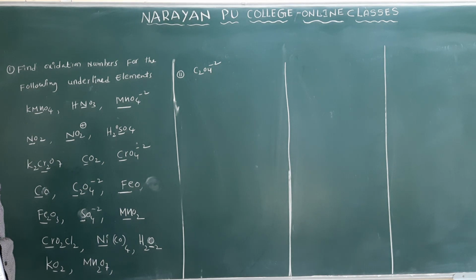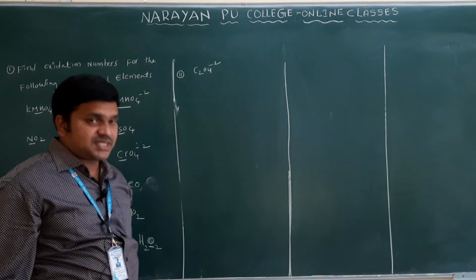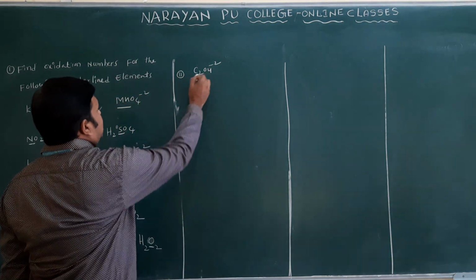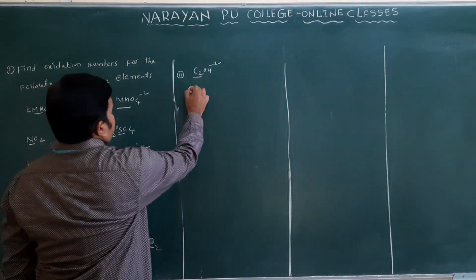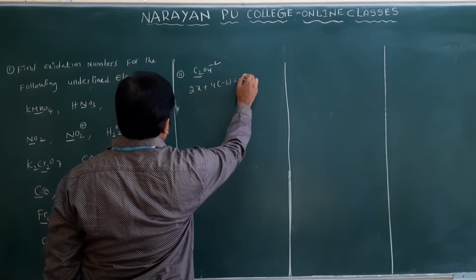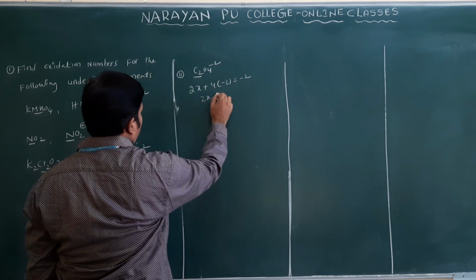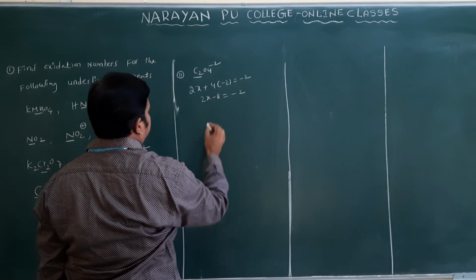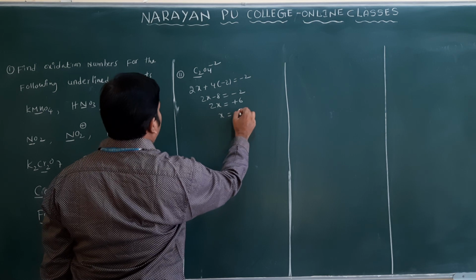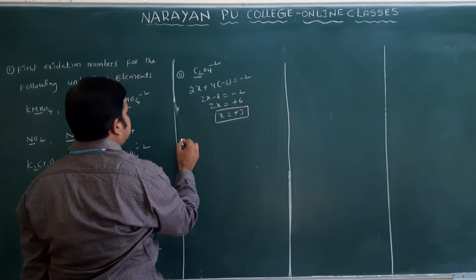The next one we have is C2O4 minus 2. The name of this ion is oxalate ion. Which element can you find out here? Carbon. This is 2x plus 4 into minus 2 is equal to minus 2. 2x minus 8 is equal to minus 2. 2x equals plus 6. x equals, you will get plus 3.